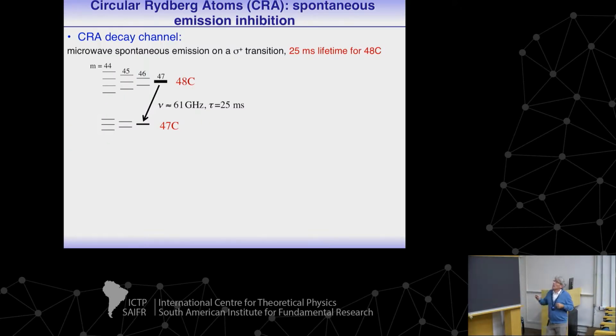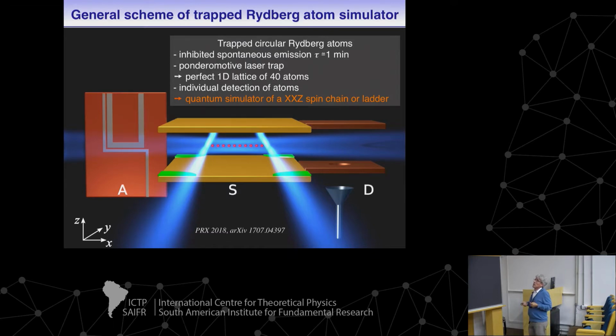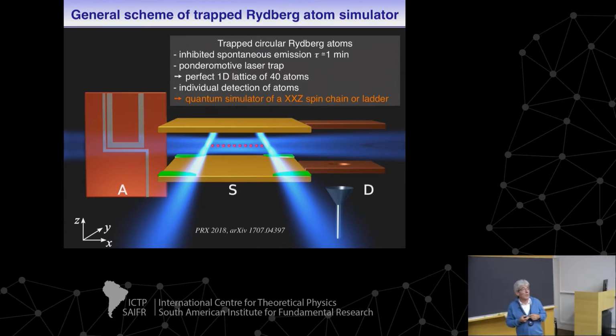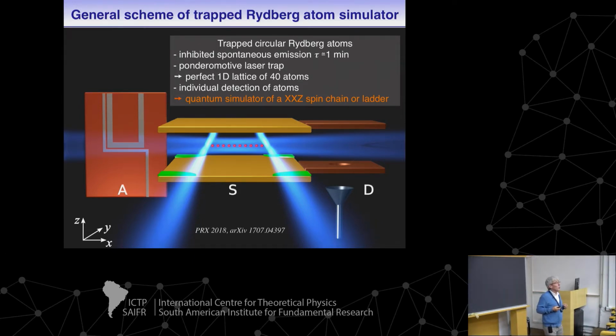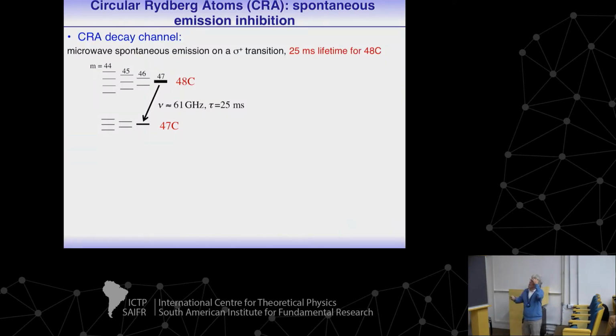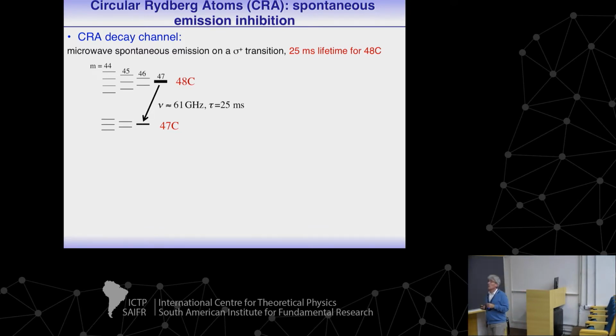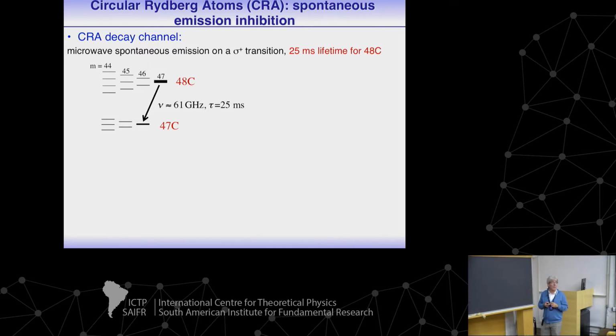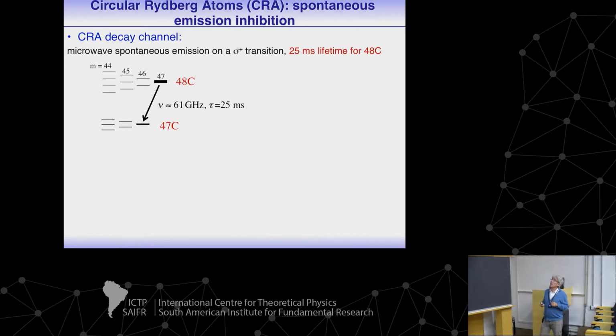So one first element of this simulator, as I told you, is the long interaction time. The time scale has to be in the range of seconds, which is much longer than the usual radiative lifetime of circular Rydberg atoms. So I already told you that this lifetime is in the range of tens of milliseconds, but now we will look a little bit more into the details in order to understand this number, 25 milliseconds.